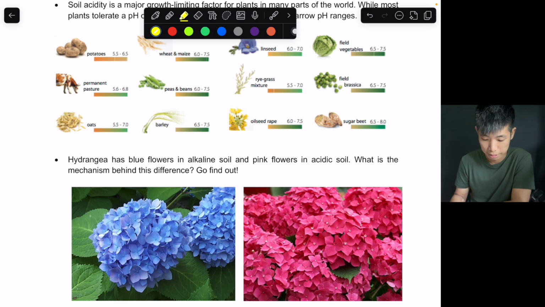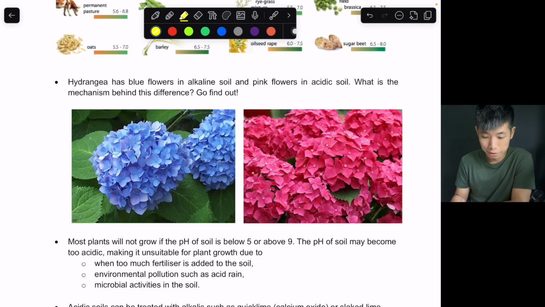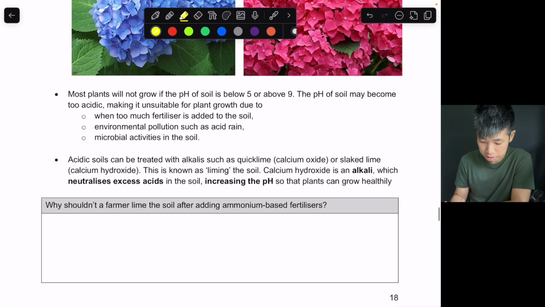To regulate the pH of soil is an important factor for consideration for farmers who are actually growing crops. You may have encountered this flower before. It's called hydrangea. Very interesting example where the flower blooms a different color depending on the pH of the soil. Okay, you can go and find out how it actually works, what's the mechanism behind this. All right, and this is the section that is very important in the learning outcome for this chapter.